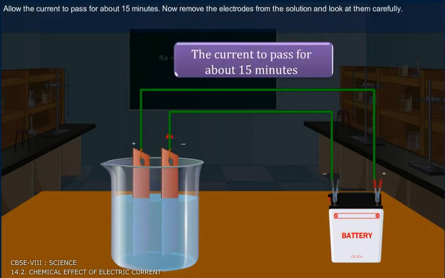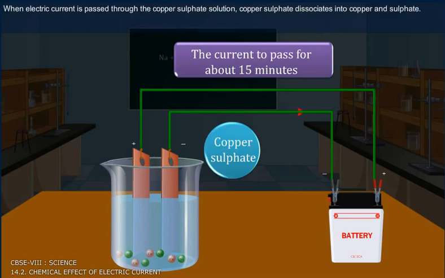Allow the current to pass for about 15 minutes. Now remove the electrodes from the solution and look at them carefully.